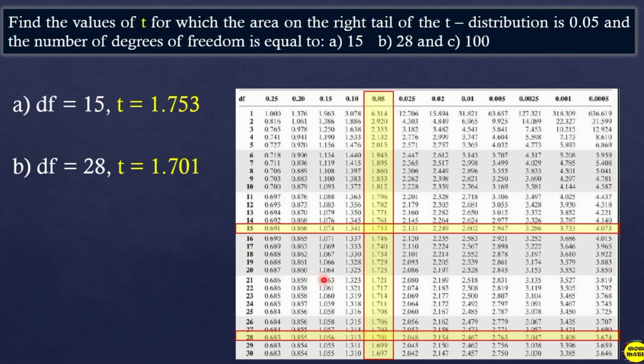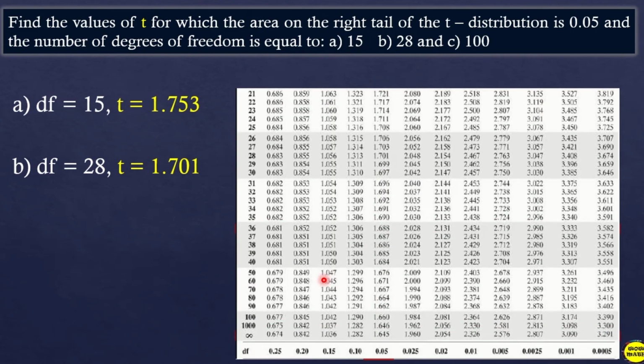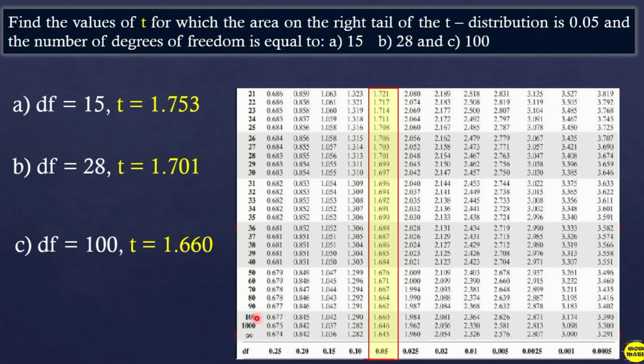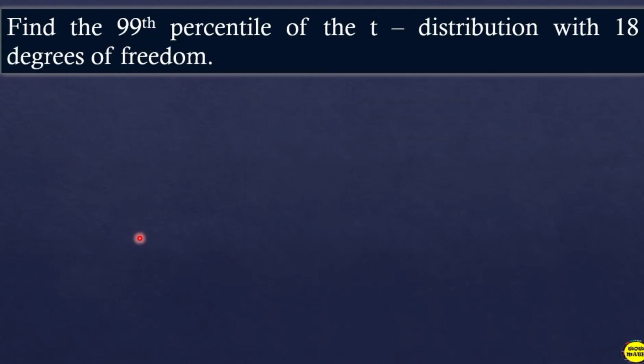So, paano naman kapag 100 yung degrees of freedom natin? Okay, kapag 100, so dito class sa baba, meron din kayong label, no? Dito, makikita nyo rin yung 0.05. Okay, so, and then the degrees of freedom natin is 100. So, ito yon. Okay, so the intersection nito is 1.660.